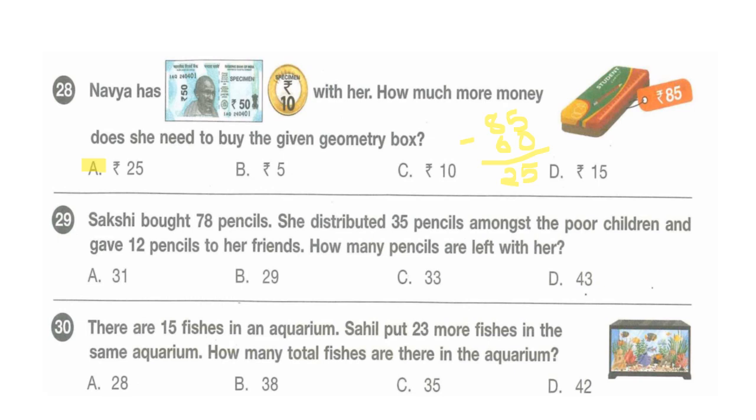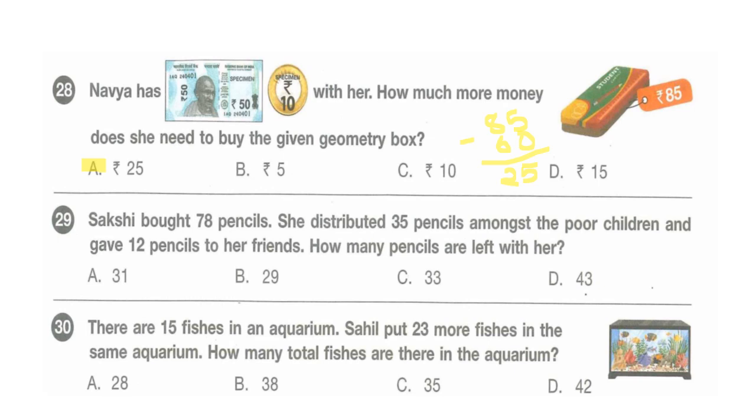The cost of the geometry box is rupees 85 and the total amount of money Navya has is rupees 50 plus rupees 10, which is rupees 60. So how much more money does she need to get the geometry box? Rupees 85 minus rupees 60, which is 25. Hence she needs rupees 25 more to buy the given geometry box which costs rupees 85. Hence the answer is option A. Let's move on to the next question.